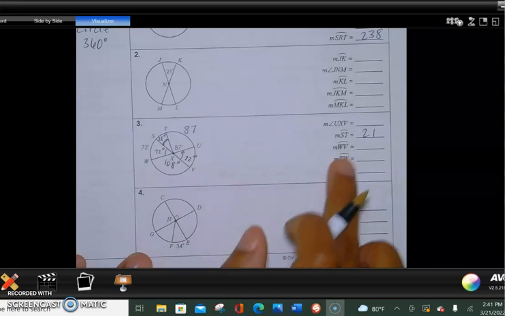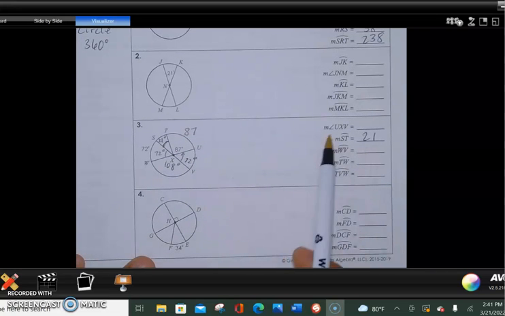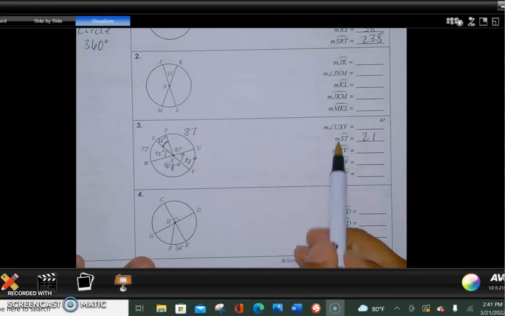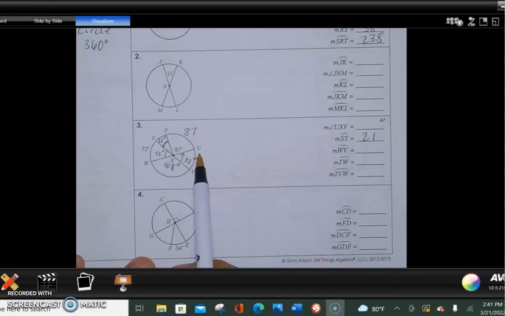And now that I have all my numbers, I'm going to see what they wanted. So they want an angle measure. So remember, the answer for this should be in degrees. UXV. So U going to X. Where's X? Right here. UX. And the V comes right here. So again, UXV is 72 degrees.